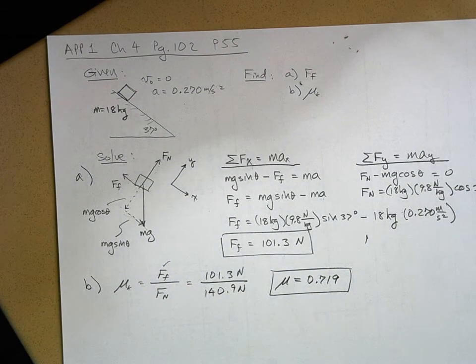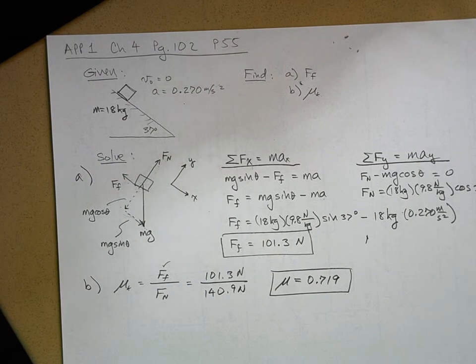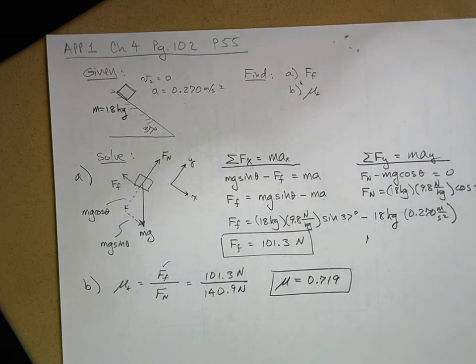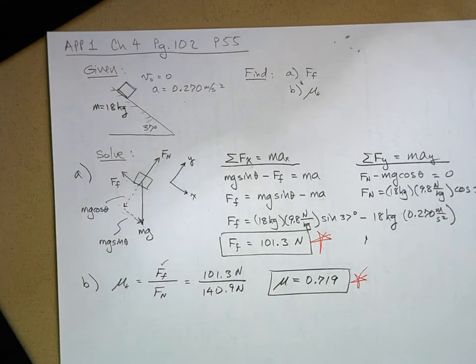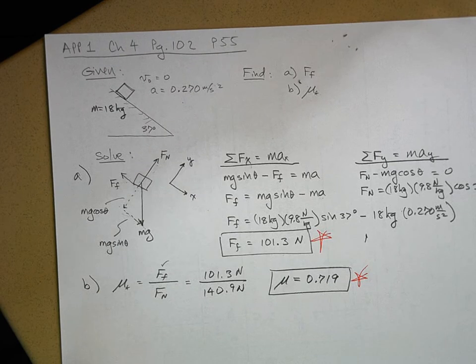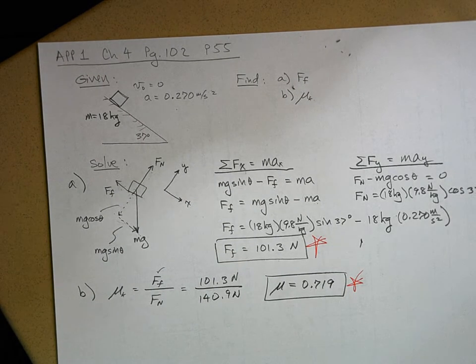I don't see any mistakes, but there could be, so I'm going to check my answers in the back of the book. So this is chapter 4, number 55. And it says the force of friction is 101 newtons. And the coefficient of friction is 0.719. So I take out my red pen. And I put stars on it because I did it right. Star and question mark your work as you go. All right? Like what I just did right there. That is all.